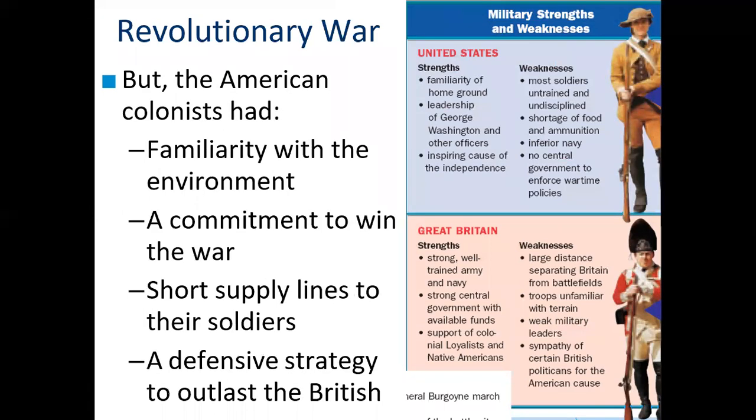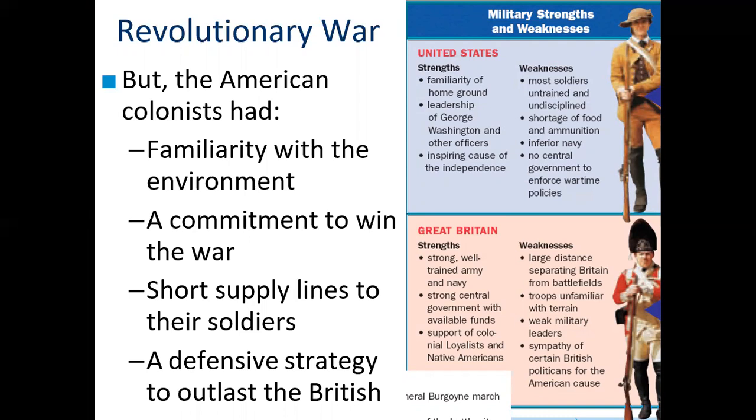But the colonists, they know the lay of the land. They know how to fight using the land to their advantage. They have the commitment to win the war. The British, they're just there to do a job. They're not fighting for a cause. The colonists who are revolting, they have a cause to fight for. That is a big piece of their strength.